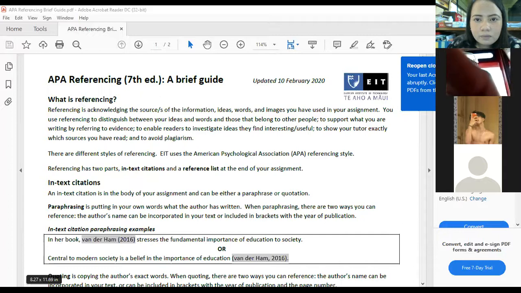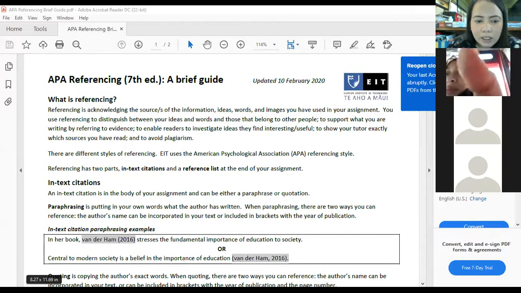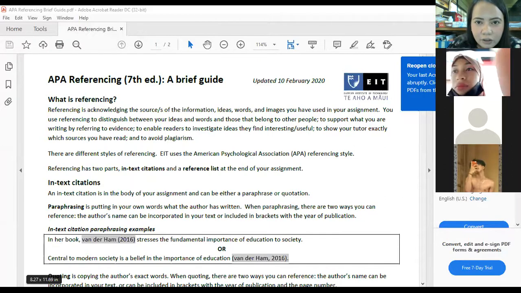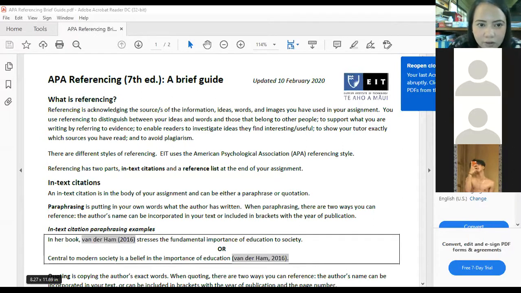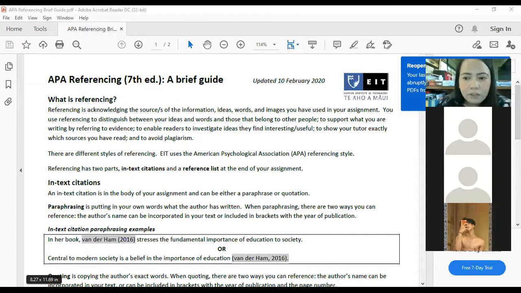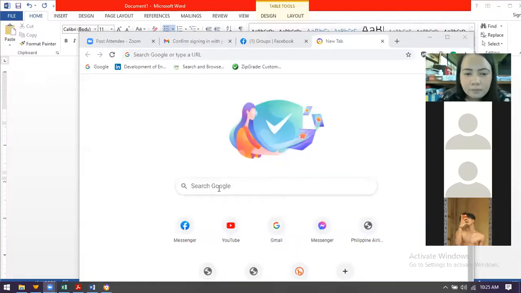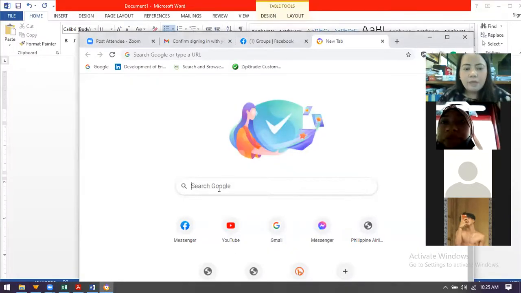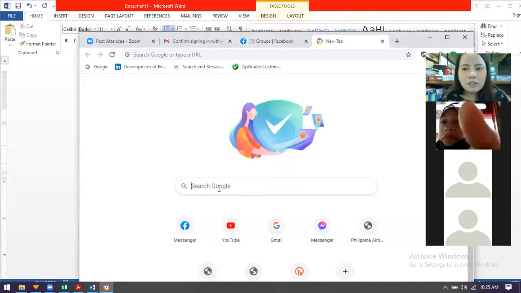Ma'am, wala kami nakikita. Walang screen na nakikita? Hindi po, ma'am. Nandun pa rin kami sa referencing, ma'am. Sige, sige. New share, wait. New share. Screen. Yan, kita niyo na? Yes po, ma'am. Okay, good.